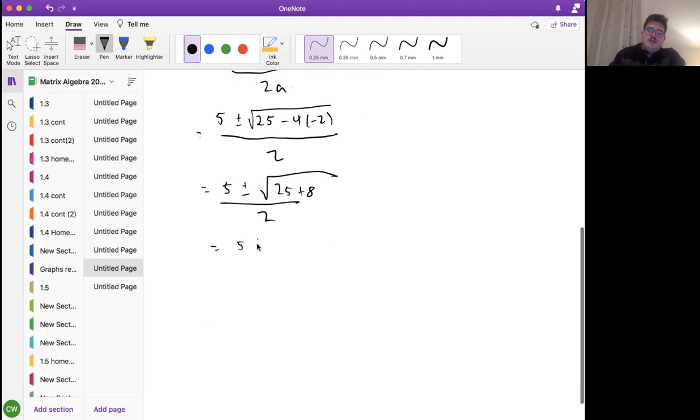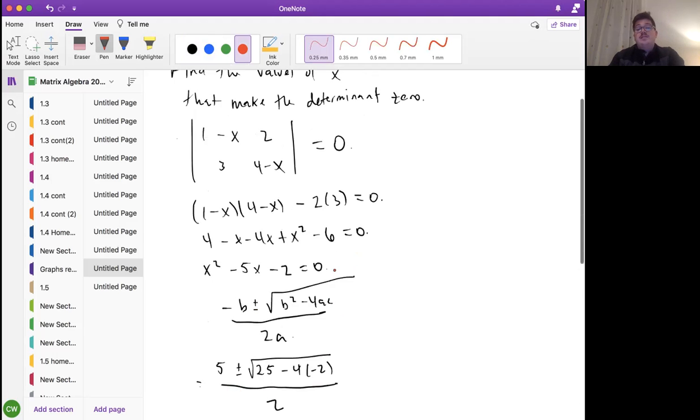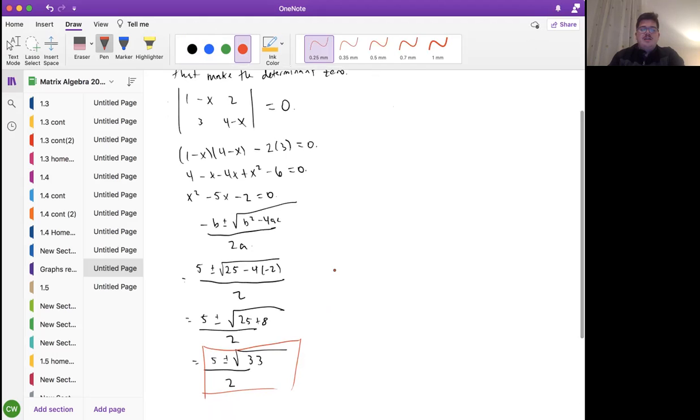So what is that? 33. Not a pretty number. Okay, so that's it, right? There are 2 values of x that make the determinant 0. And just make sure you know how to factor this too, right? If this was factorable, that would be the other way of doing it, not using the quadratic formula. Okay, so be prepared for that in the homework. Just wanted to do that.